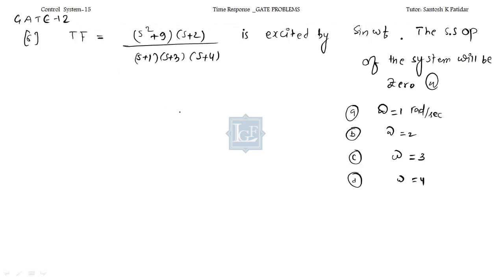The transfer function of the system is given, and it is excited by sin omega t. The steady state output of the system will be 0 at which of the four options given: omega equal to 1 radian per second, omega equal to 2 radian per second, 3 or 4. Correct. So the transfer function of the system is given.